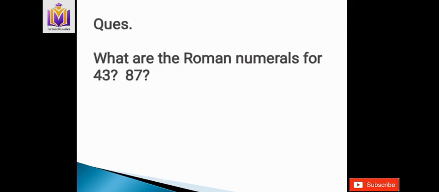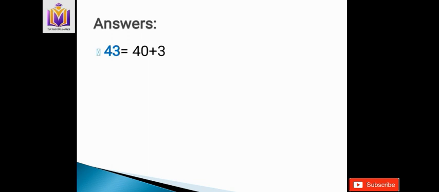So what are the Roman numerals for the numbers 43 and 87? Let us see what the Roman numeral for 43 is. So 43 means 40 plus 3. Now 40 we can write as XL, and triple I for 3. So when we add it together, it becomes XLIII. So this is how we can write 43.